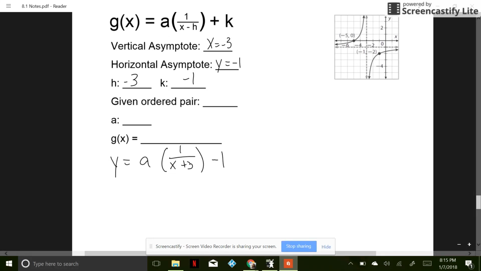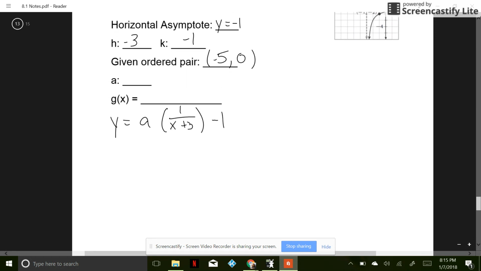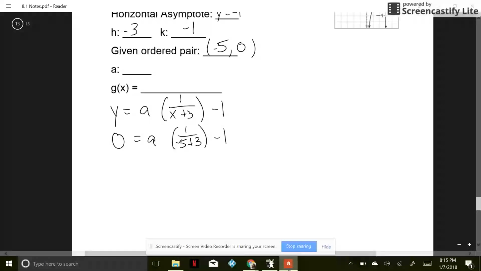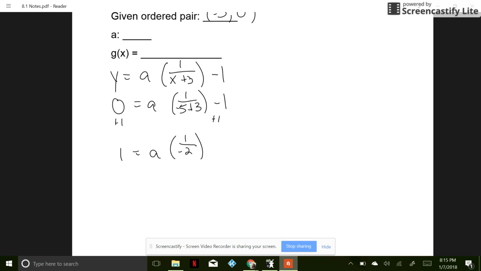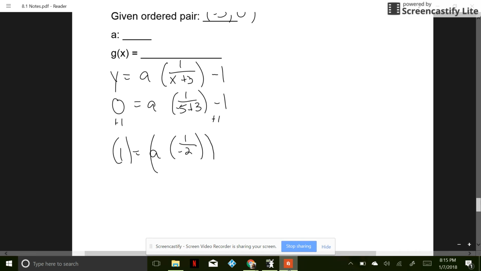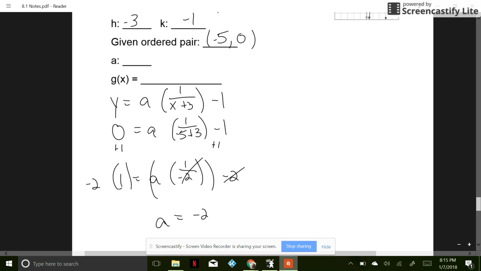Picking one of the ordered pairs, I'm going to go ahead and just pick (negative 5, 0). So that means I'll plug in 0 for y is equal to a times 1 over negative 5 plus 3, and minus 1. So I'm going to add the 1. 1 is equal to a times 1 over, it'll have a negative 2 there. So to get a by itself, we'll have to multiply both sides by negative 2, because those will multiply to become negative 1, which means that a will just be negative 2.